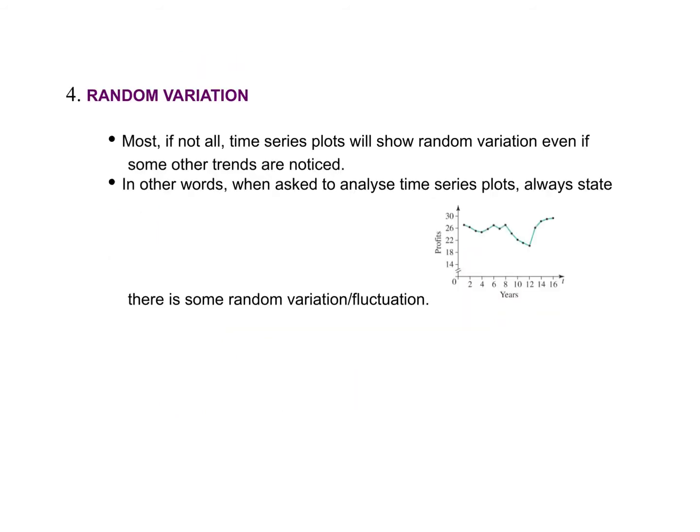happening there. All right. And as I said, nearly all time series are going to have this. All time series will have random variation or fluctuation. So when you're asked to describe the time series, your safe bet is always to definitely write that this is happening, and whether some of the other things are happening.